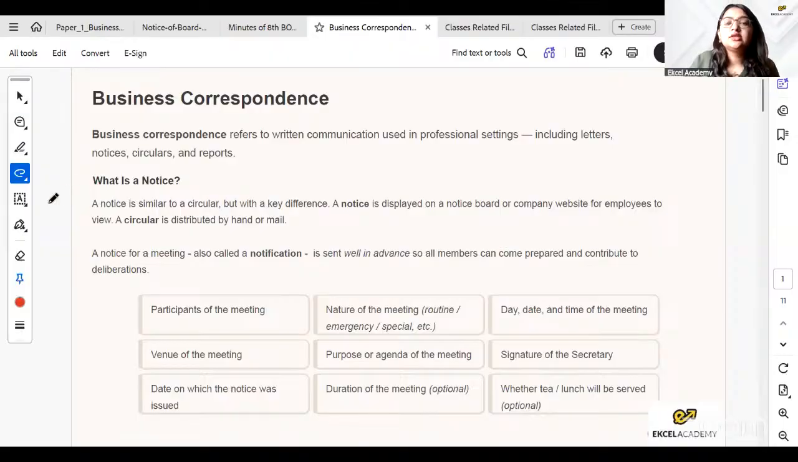So, in today's topic, we are going to be discussing agenda, notice, and minutes, which, as future company secretaries, will be one of your core responsibilities, right? To draft your agendas for your board meeting, for your shareholder meeting, for your committee meeting.